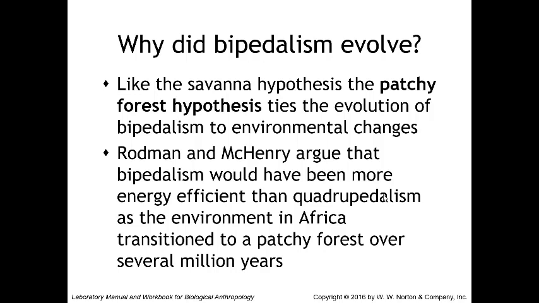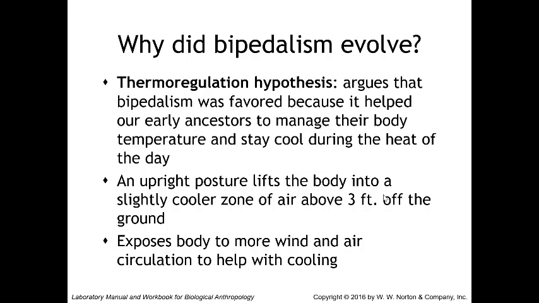As we see later in Lab 15, the transition to obligate bipedalism is not as clear-cut. So the earliest bipeds in our lineage would probably not have benefited from an increased efficiency when they were walking upright. So another explanation based on environmental changes is a thermoregulation hypothesis, and it was proposed by Peter Wheeler. This hypothesis argues that bipedalism was favored because it helped our early ancestors manage their body temperature and stay cool during the heat of the day.